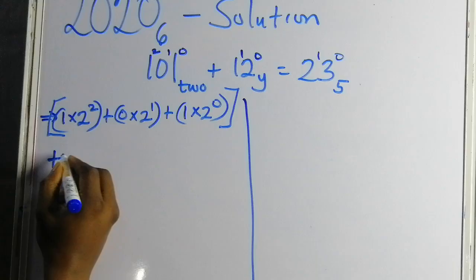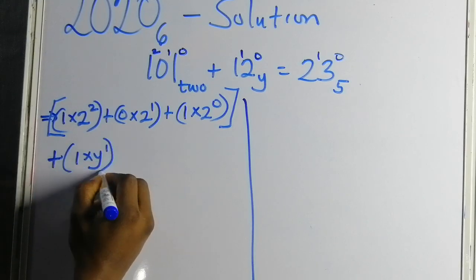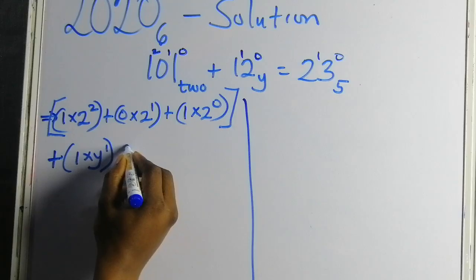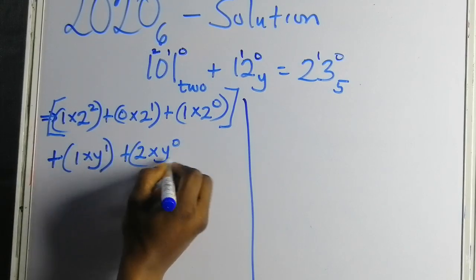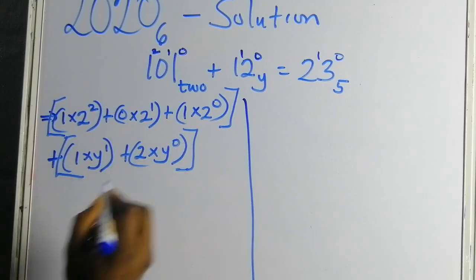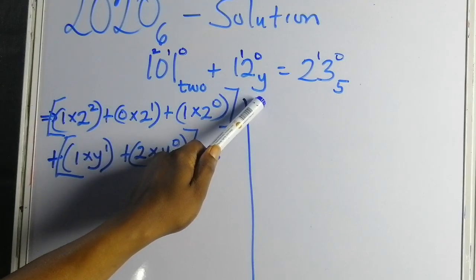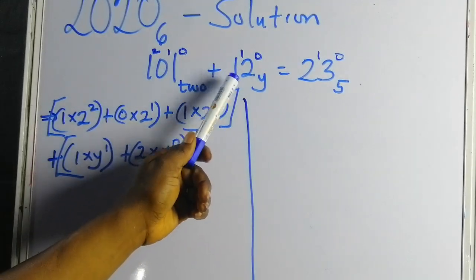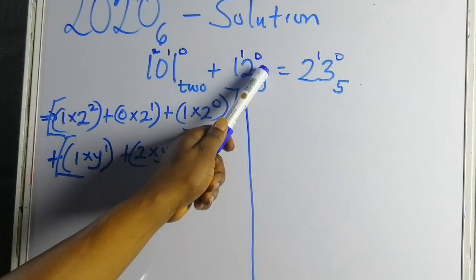Move to the next one, 12 base y. This is the same thing as saying 1 times y raised to power 1, plus 2 times y raised to power 0. So that's the second one. What's the base here? The base is y. It's very simple. 1 times y raised to power 1, plus 2 times y raised to power 0.